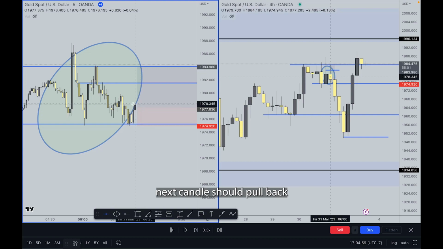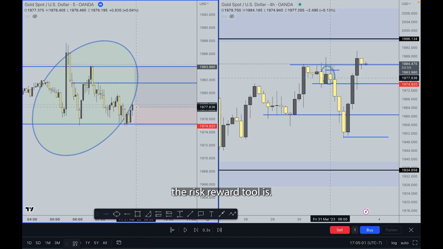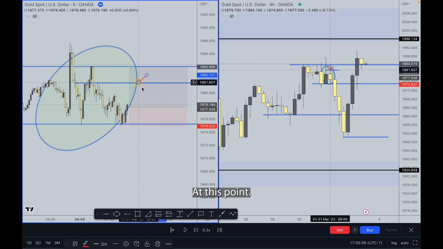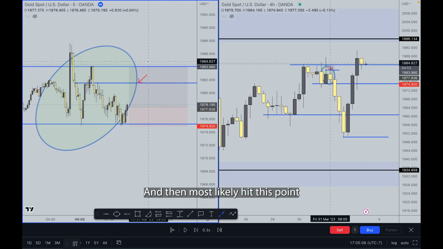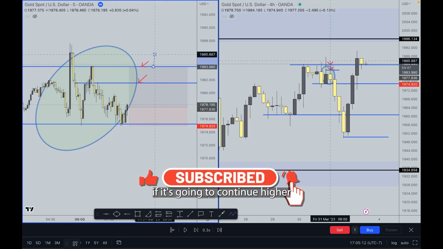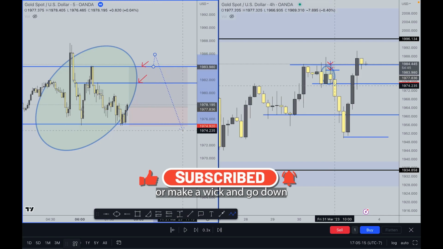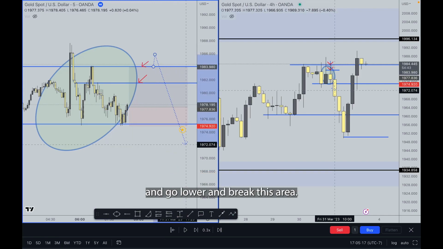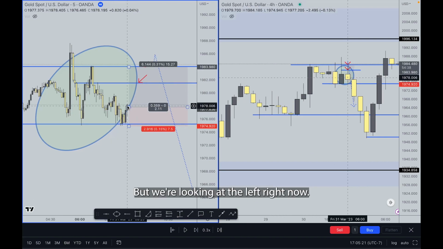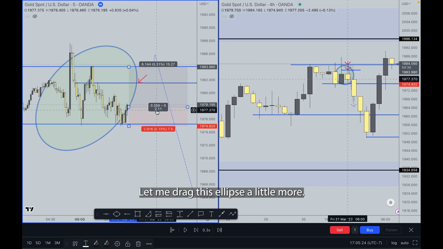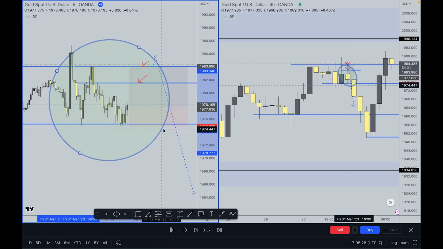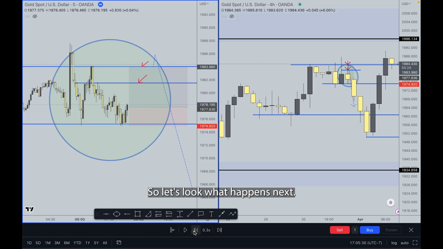The next candle should pull back, probably right to where this risk reward tool is, and then it's going to hit this point, and then most likely hit this point before deciding if it's going to continue higher or make a wick and go down and go lower and break this area. And on the right, you can see that's what happened, okay? But we're looking at the left right now. Let me drag this ellipse a little more. Okay, so let's look what happens next.